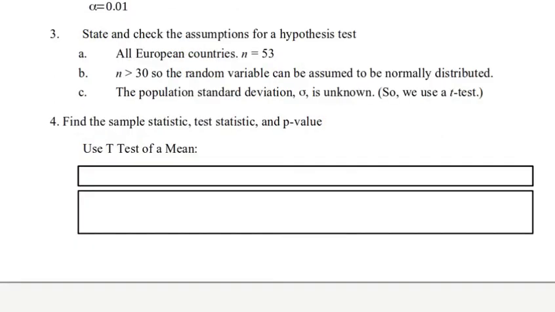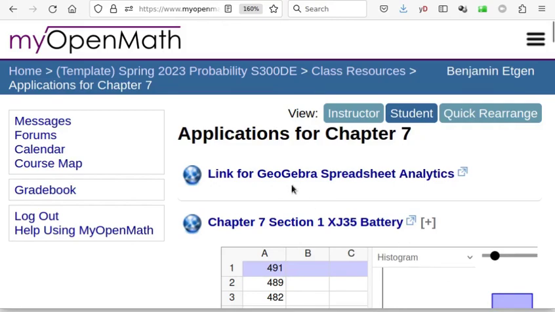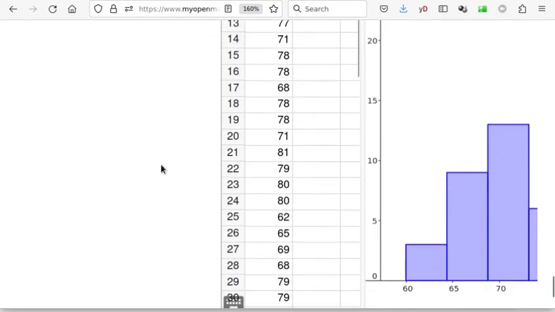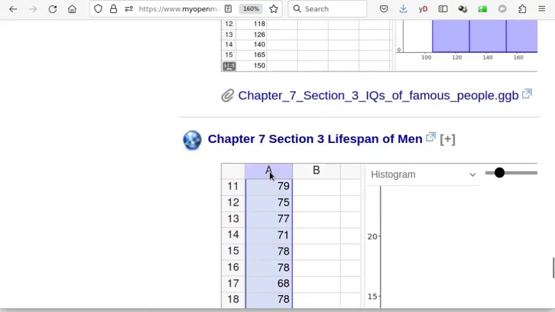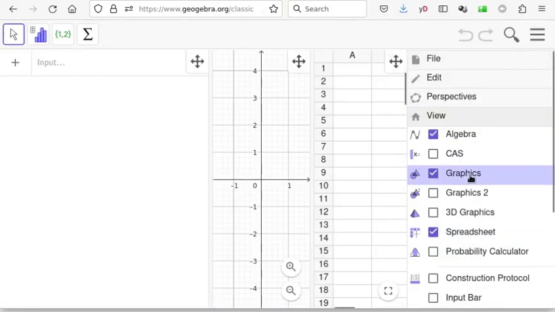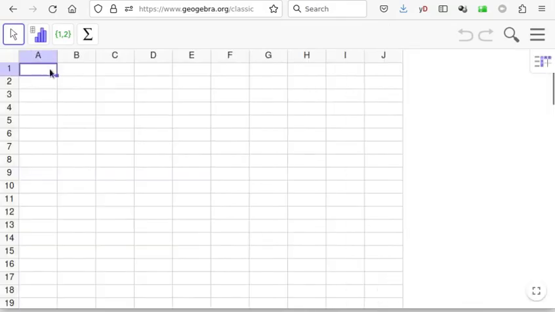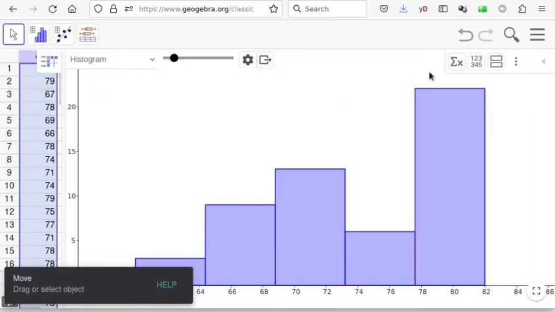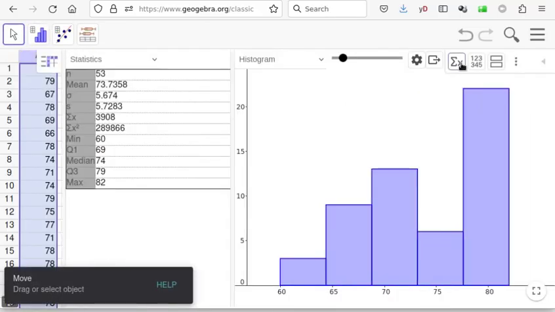Okay, so now we need our sample statistics. So we are going to go into our applications for Chapter 7, scroll to the bottom for the lifespan of European men. Let's copy that and open a GeoGebra spreadsheet. When we get in, we're going to go into View, turn on Spreadsheet, turn off Graphics and Algebra, and let's plug in that data. Okay, now we're going to select that column and do a one variable analysis and get our statistics.